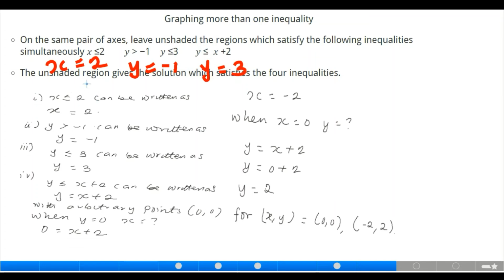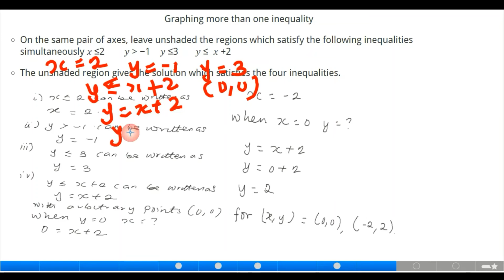Now for the last one, we have y less than or equal to x plus 2. So we need to find arbitrary points, with 0 for the x value and for the y value. Now let's solve. When x is 0, what is y? We can change this one to y equals x plus 2. So when x is 0, what is y? We have y equals 0 plus 2, so y equals 2. So when x is 0, y is 2.